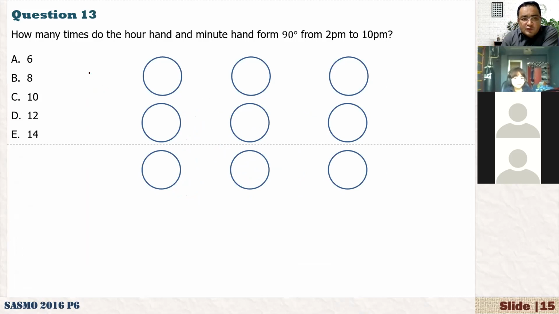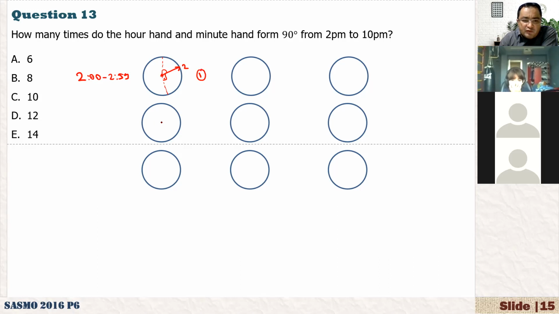For example, the first one is from 2:00 to 2:59. Here we are starting, and the hour hand is showing 2, and it's moving, because this angle is not 90 degrees. It's less than 90 degrees. When the minute hand moves somewhere here, this angle will be 90 degrees. So between 2 and 2:59, it's only one time.